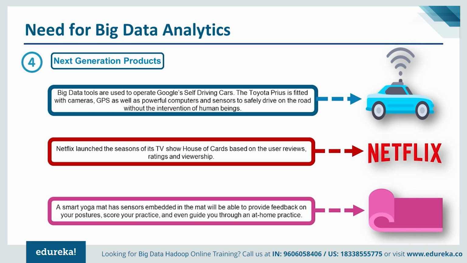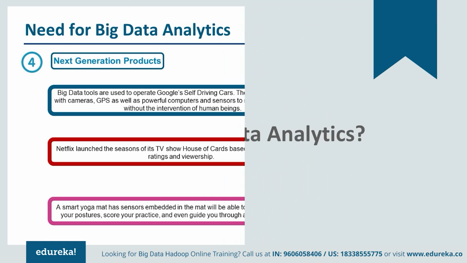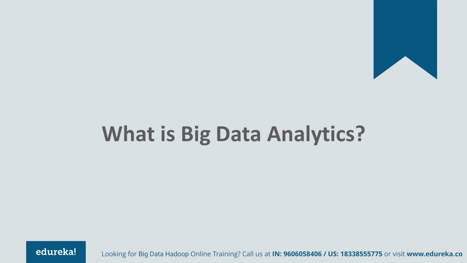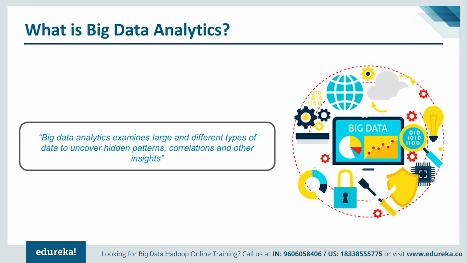Now I'm sure that with these very interesting and exciting examples, you would have got an idea about what exactly big data analytics is doing and how it is improving various organizations in their sales and marketing sector. So now let's move forward and formally define what big data analytics is. So guys, what is big data analytics? Big data analytics examines large and different types of data to uncover hidden patterns, correlations, and other insights. So basically, big data analytics is helping large companies to facilitate their growth and development.